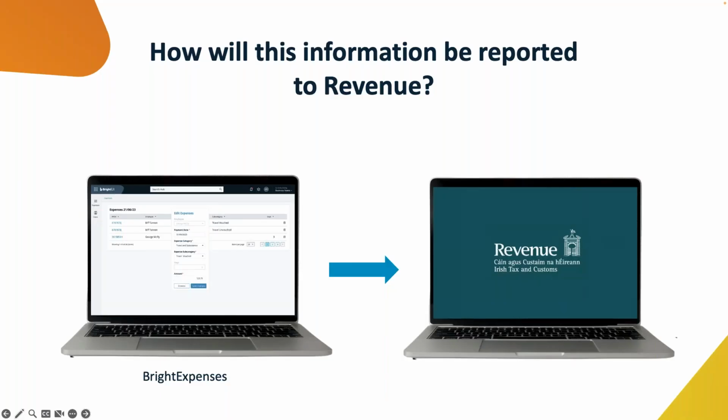So moving on, how will this information be reported to Revenue? Revenue, through ROS, will provide a means of manually submitting E/or details, and this facility will be similar to that used currently for processing payroll and payroll reporting.